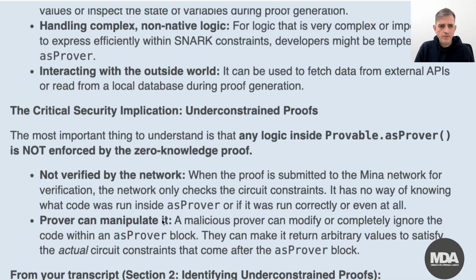But always remember that if the code is written like that and we have something within one of these blocks, then that is not going to be enforced by the zero knowledge proof. And that means that it's not going to be verified on the network. When we send our proof to the network to be verified, there are no constraints produced by that block, and so the network obviously cannot check anything that has happened in that block. And as I said earlier, this could lead to an exploit where a prover could manipulate this situation.